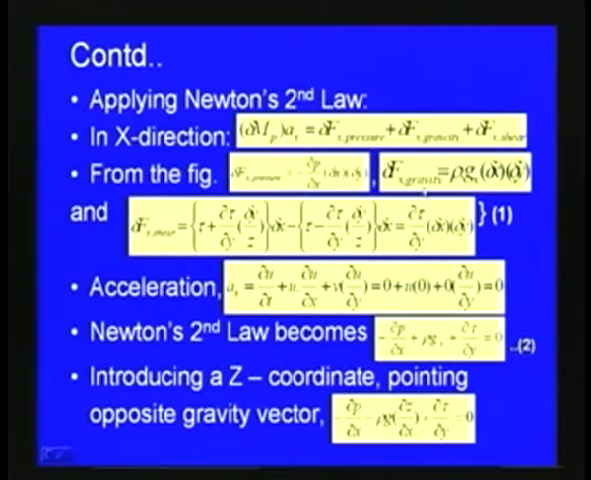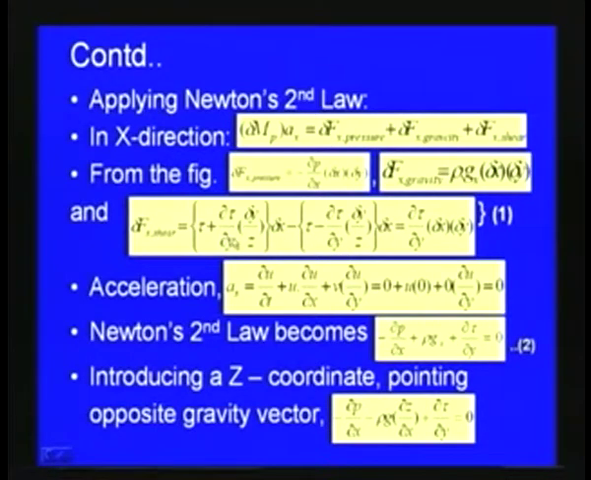So, as far as the gravity force is concerned, delta Fx gravity we can write as rho into gx into delta x into delta y, where gx is the acceleration due to gravity in the x direction. And then as far as the shear force is concerned, in the x direction we can write it as the difference between tau plus del tau by del y into delta y by 2 into delta x, minus tau minus del tau by del y into delta y by 2 into delta x. So, that we can write as del tau by del y into delta x into delta y.